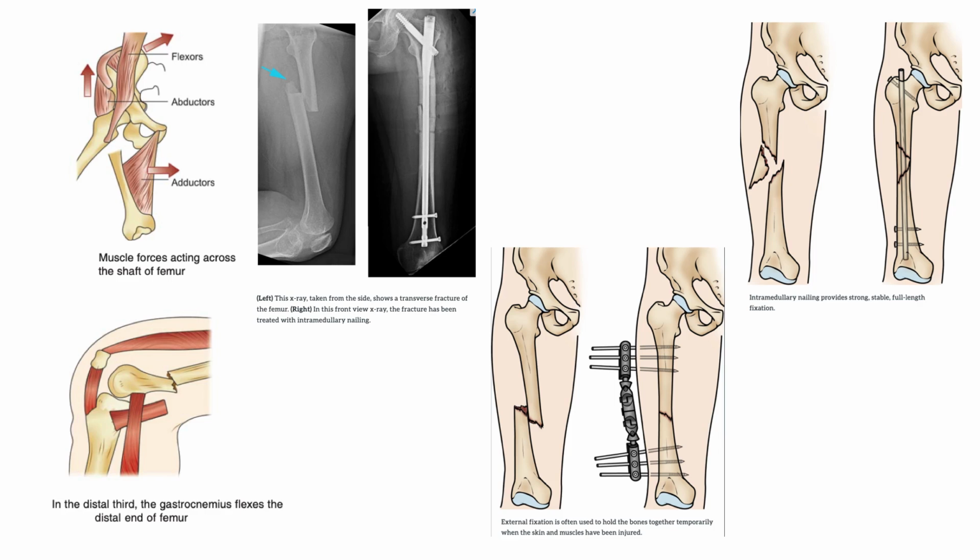Here it shows that the fracture has been treated with intramedullary nailing. So this is how it is possible. You can see the proper alignment of the bony fragments. If properly fixed, you cannot move it, and any kind of external force also cannot cause any kind of issue.